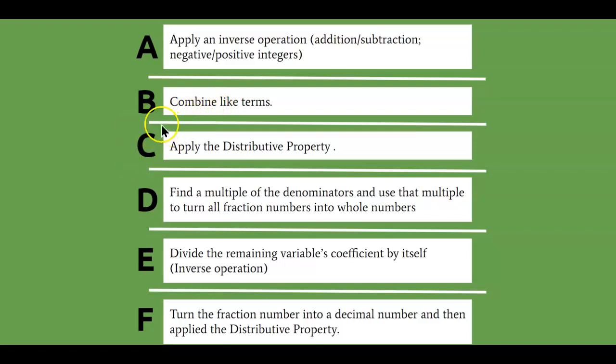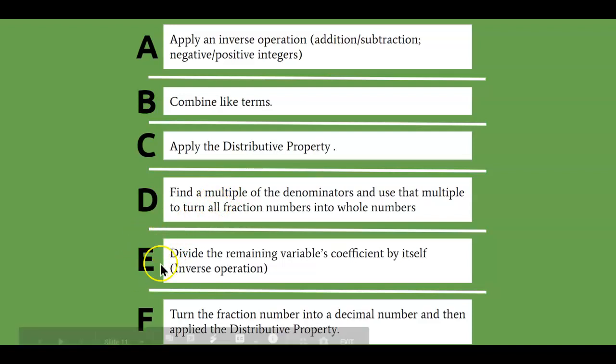Let's go to letter C. So letter C is where you'd be applying distributive property. And we talked about distributive property using the smart cut, so you don't really believe it's addition or subtraction necessarily when you have variables and you have integers involved, and how to distribute out the value that's on the outside of the brackets to all the values inside of them, or the terms inside. And letter D, find a multiple of the denominators and use that multiple to turn fraction numbers into whole numbers. We haven't done a lot of that. We're going to see some of that today on the examples I'll be giving with the video.